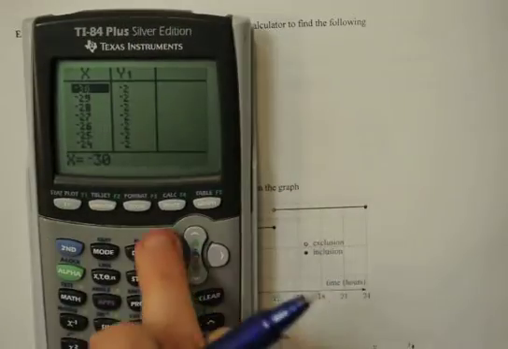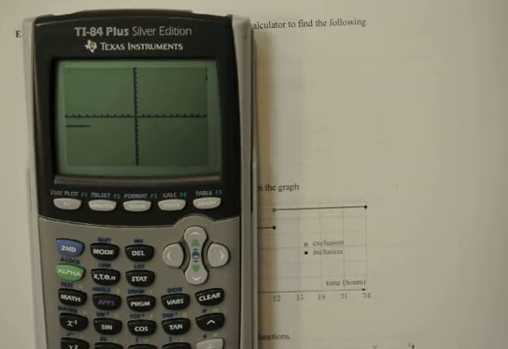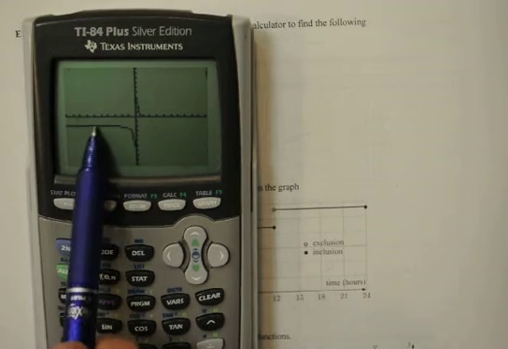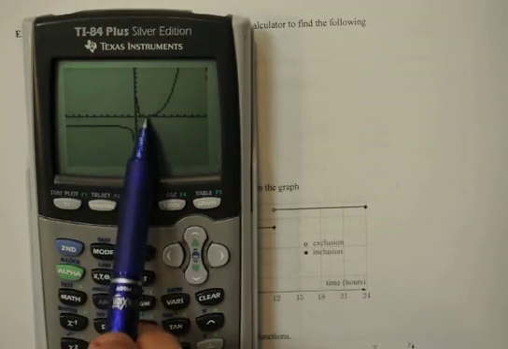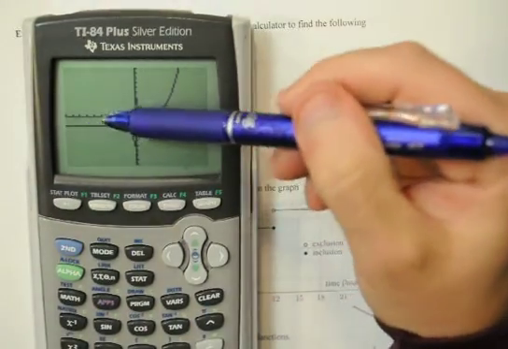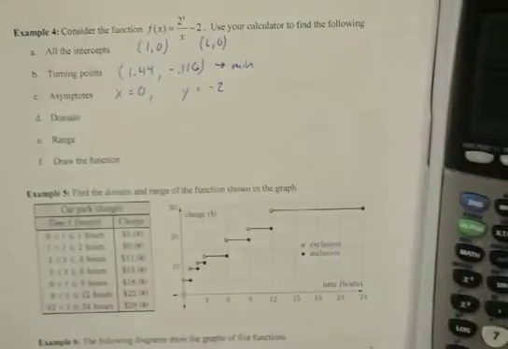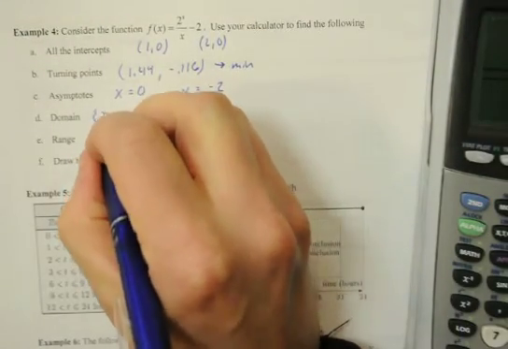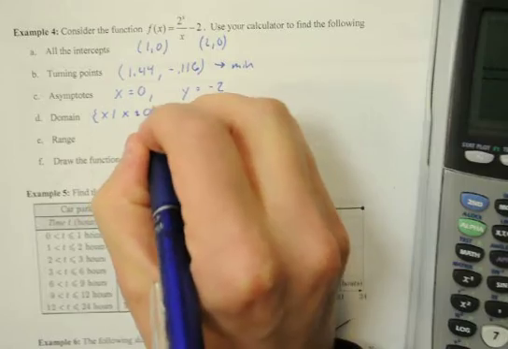The domain. Let's look at our domain. So zoom 6 back to here. We're going left. We have to skip over 0. And it looks like we can go forever. So as far as the domain goes, we just have to skip over 0. So domain: x such that x does not equal 0.